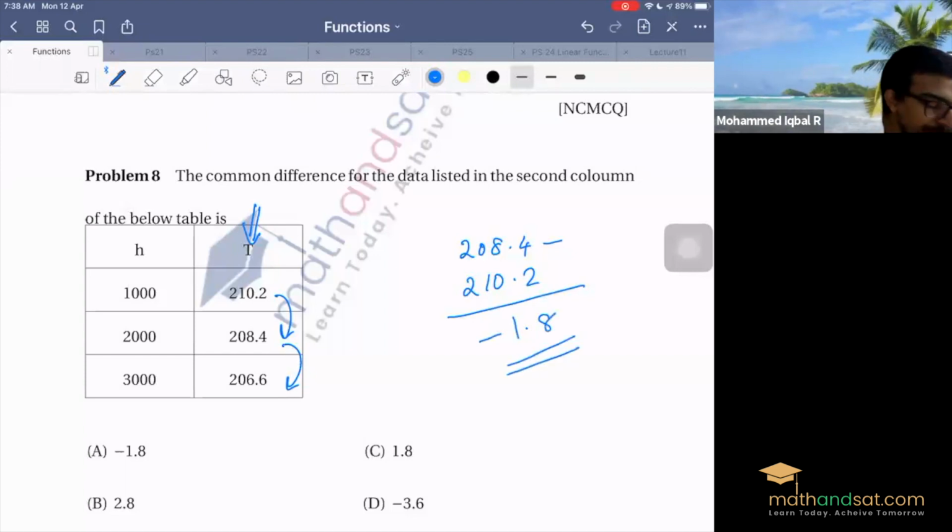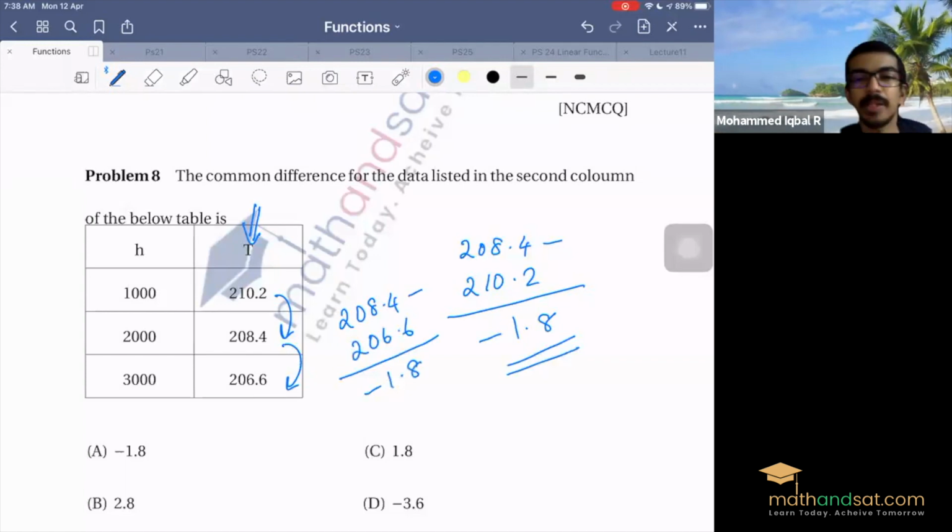Similarly, if you take the difference here, 208.4 minus 206.6, again the answer has to be the same, because they are talking about a common difference, so the difference has to be the common one. Okay, it is minus 1.8. Is that okay?